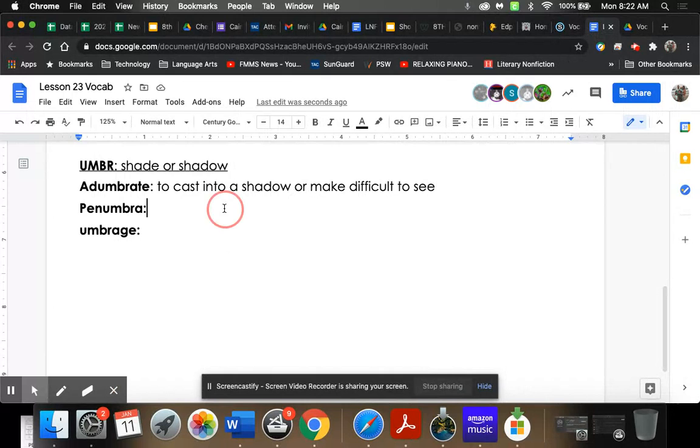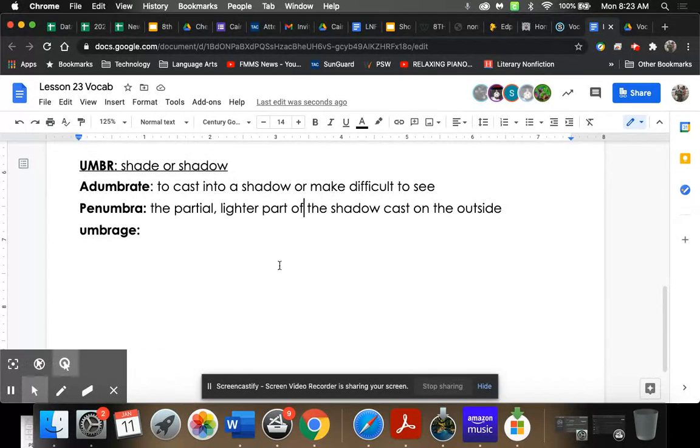So penumbra is the partial lighter part of the shadow cast on the outside. Like that. That's on the outside. So again, it's more on the outer outskirts of the shadow, as the shadow is starting to fade out, that is the penumbra.